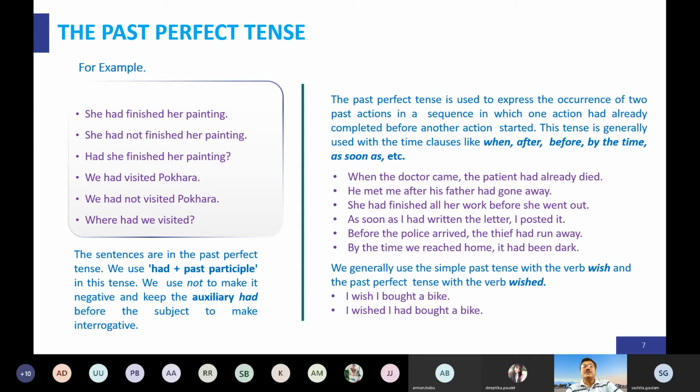The past perfect tense is used to express the occurrence of two past actions in a sequence. Here also comes the question of sequence, in which one action had already completed before another action started, both in the past but in sequence. And if we have to say between two actions, one completed and the other started, then the tense is generally used with time clauses like when, after, before, by the time, as soon as, etc. You see the examples here also.